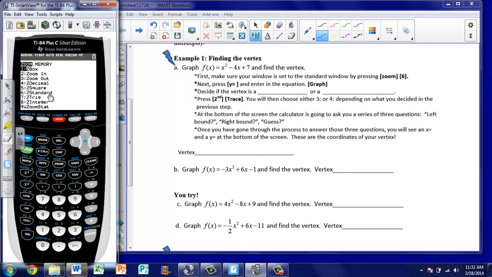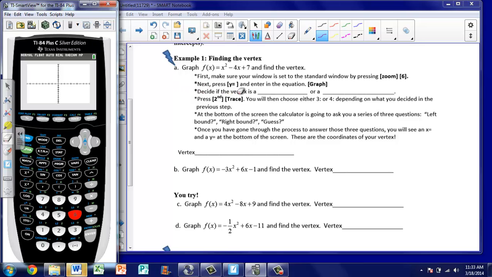Now here, where it says zoom 6, if I press zoom and then choice number 6, notice choice number 6 is your standard window. So if I press 6, you will see that we've now got our coordinate plane, and it goes from -10 to +10 on the x-axis, and -10 to +10 on the y-axis. And that's going to work out just fine for these graphs that we're going to be doing. All right, so let's go through the process.